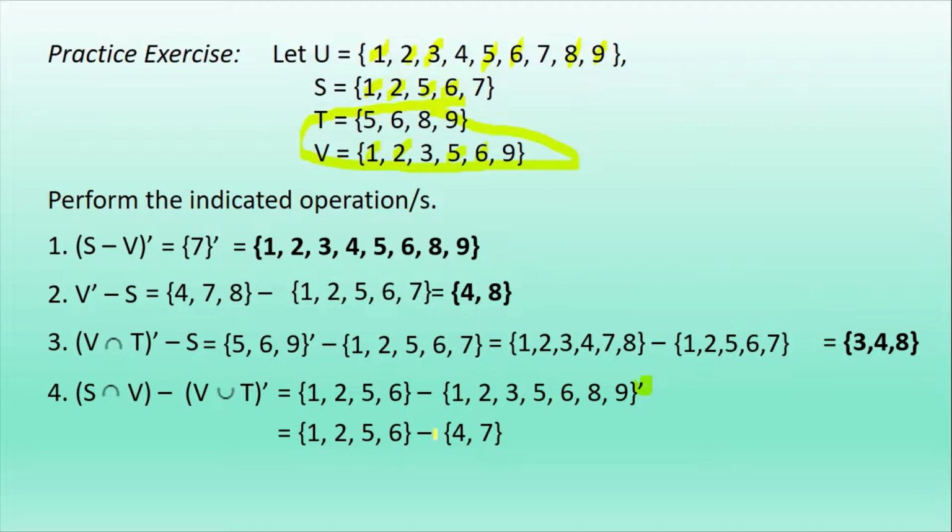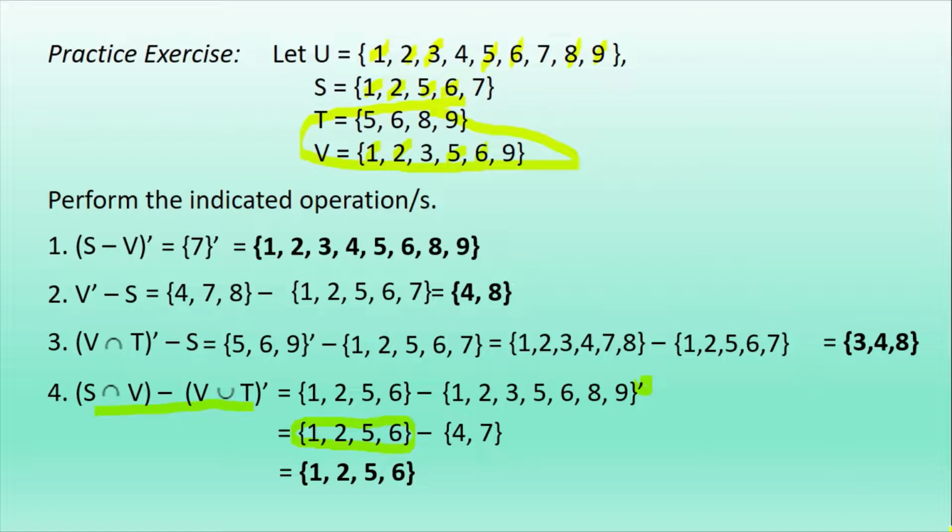Now, next, proceed to the difference. For difference, we just erase the common. So what is common to them? None, right? There is no 4, 7 here. So meaning, we take all of this since nothing was erased. Okay? So the answer for this is 1, 2, 5, 6. Okay? I hope you get it.